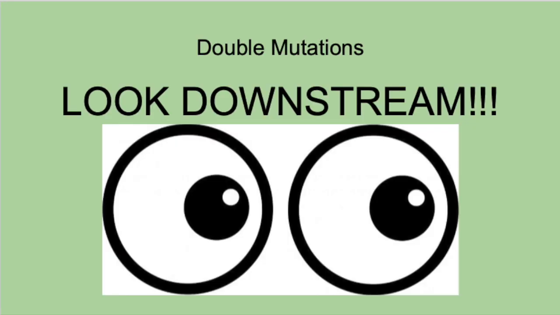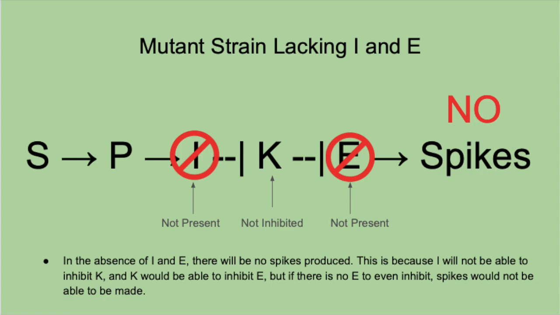With double mutations, it's important to look at the gene that is more downstream, because a double mutation is likely to have the same effect as just removing the gene that is more downstream. In the absence of I and E, there will be no spikes produced. This is because I will not be able to inhibit K, and K would be able to inhibit E. But if there is no E to even inhibit, spikes would not be able to be made.